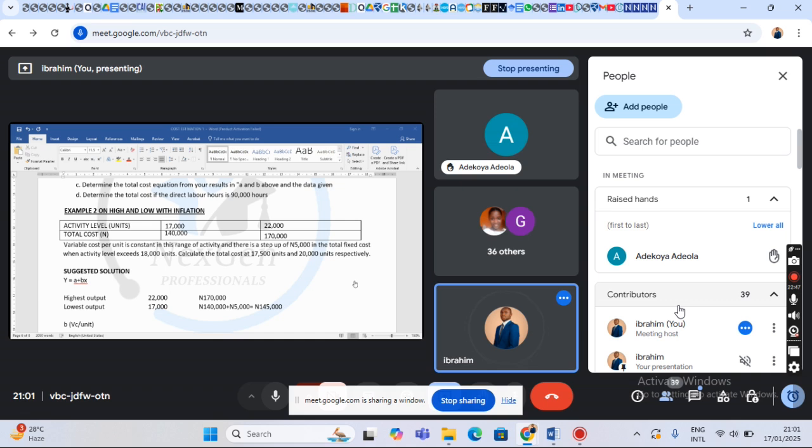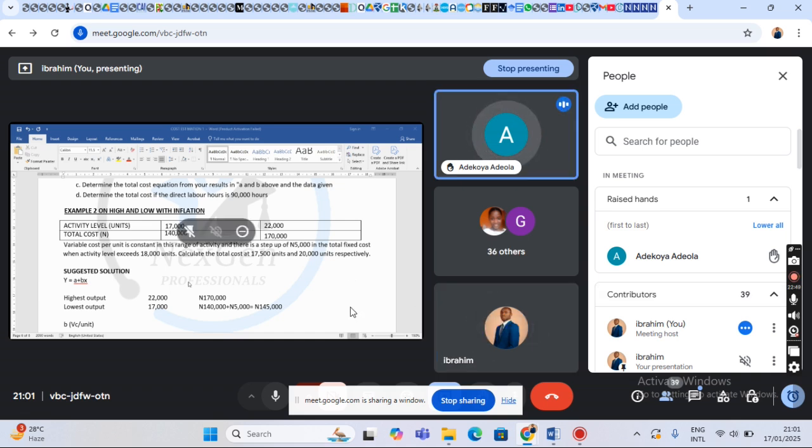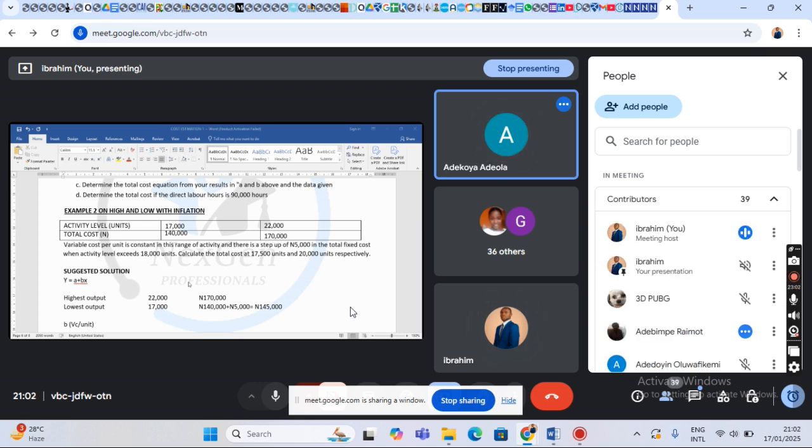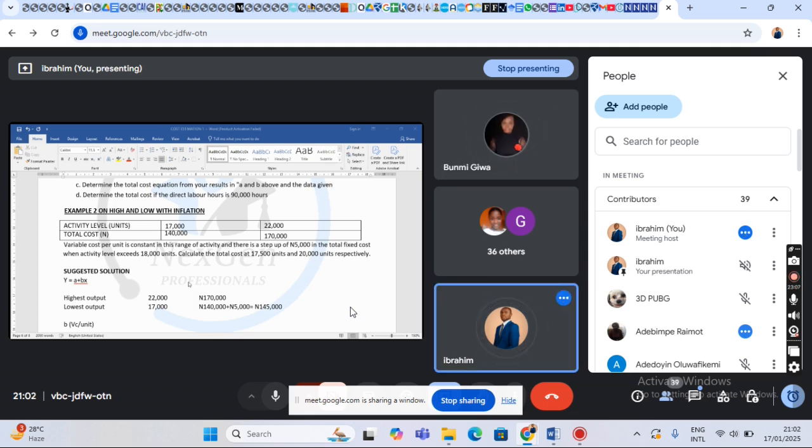Okay, Adekoya. The question says when activity level exceeds 18,000, there will be a step increase of 5,000. But why are we adding the 5,000 when it's still 17,000? That's not exceeded 18,000. Brilliant question. You are very, very intelligent.